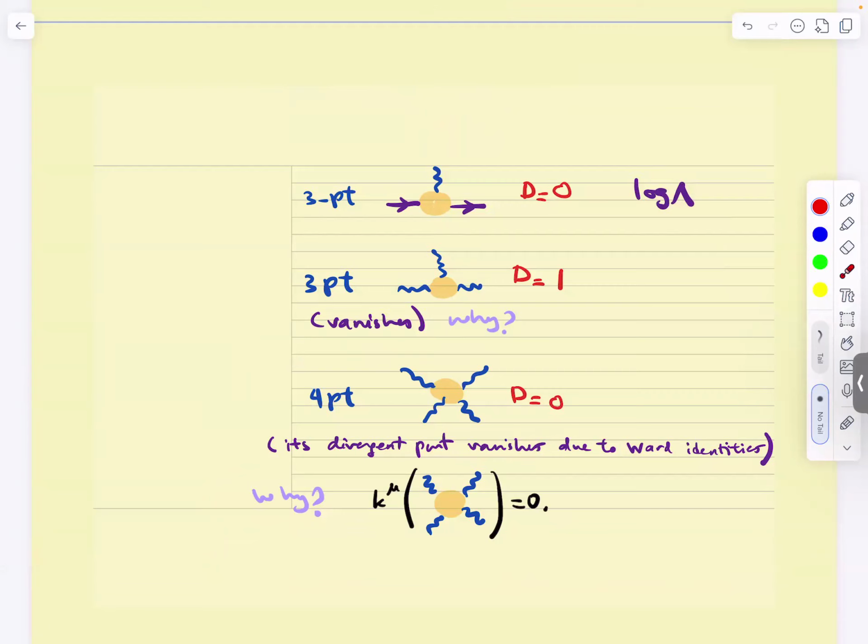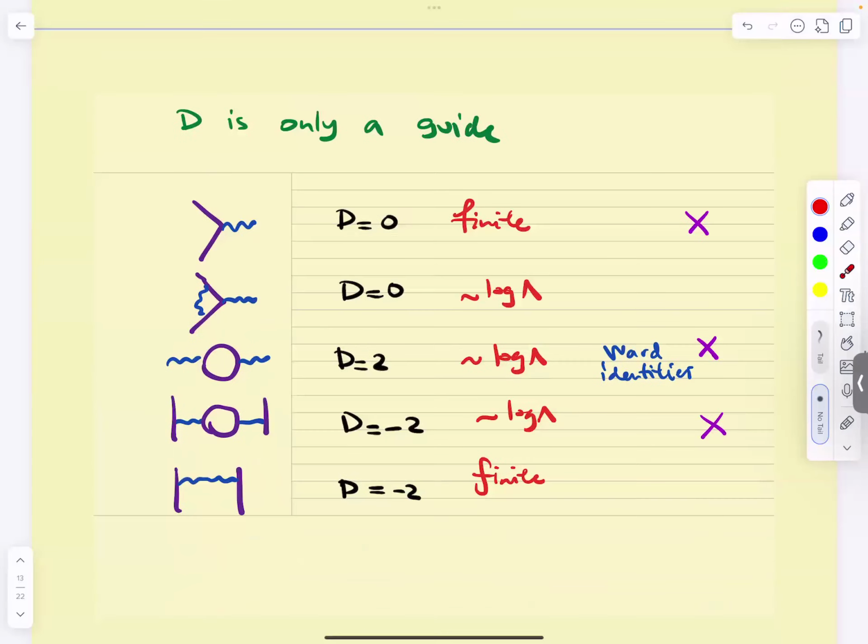So what I'm going through requires you to go through this a little bit more slowly and just consider them case by case. There are lessons to be learned here. In general, the superficial degree of divergence is only a guide. This diagram that has no loops, d equals 0 for it, is finite. This diagram has d equals 0, is log lambda divergent. This diagram has d equal 2, is log lambda divergent because of Ward identities. This diagram has d equal minus 2, but it's log lambda divergent.